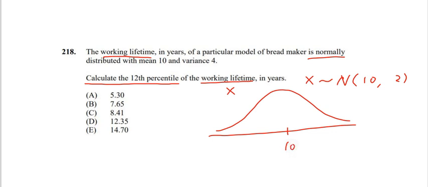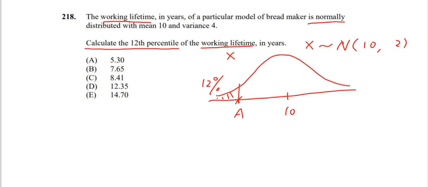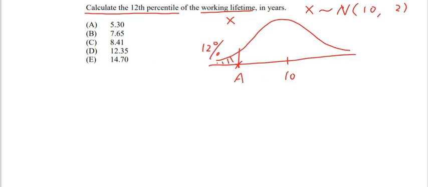Okay, so we want to find this cutoff point such that this probability is 12%. Suppose the cutoff point is A. Such a problem is an easy problem, right? This is for the normal distribution.